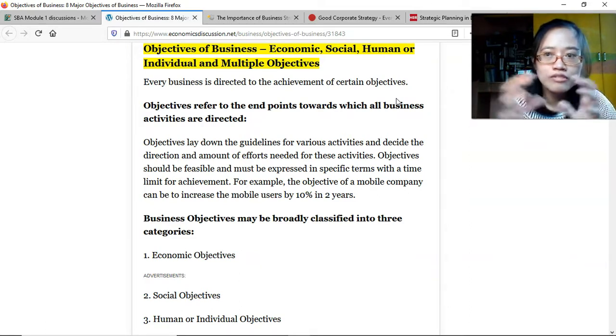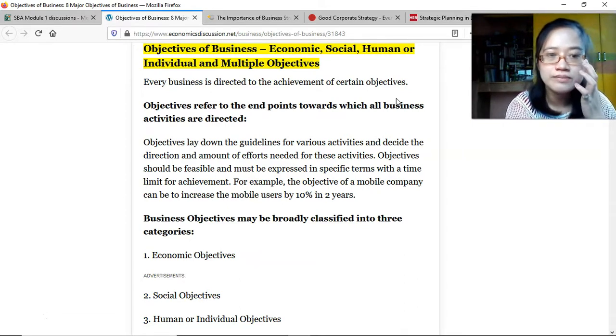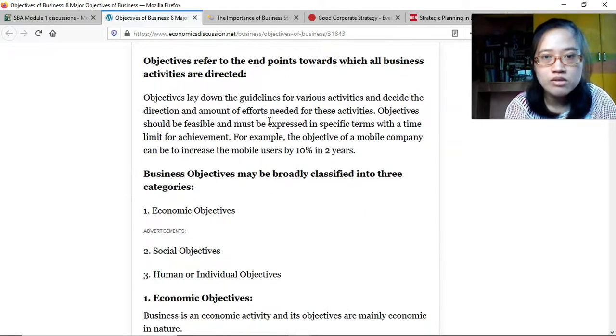For the goals, you can have long-term goals and then you have short-term goals. Normally, you sineset up mo yung short-term goals to support your long-term goals, okay? So essentially, sometimes yung strategies mo, you can have your long-term and then you have your short-term plans then to support the strategy. Okay, objectives refer to the endpoints towards which all businesses activities are directed.